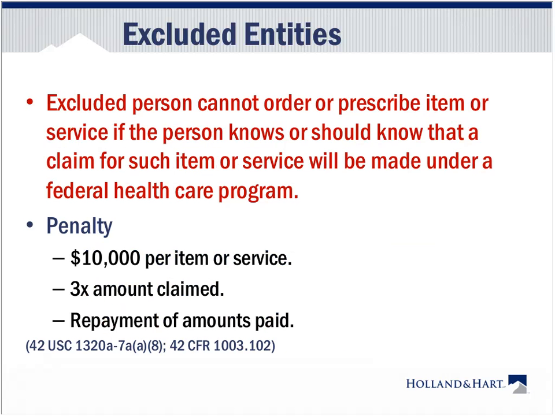If you are excluded, you cannot order or prescribe an item or service if you know or should know that a claim for such item or service will be made under a federal health care program. Do not order services or prescribe if you know someone is going to submit a claim to the government. The penalties are $10,000 per item or service, treble damages, repayment of amounts paid.